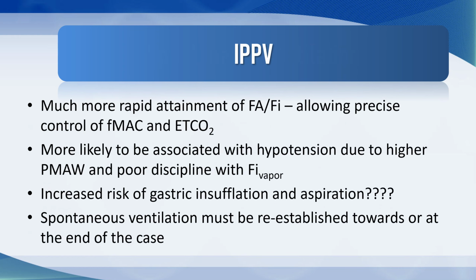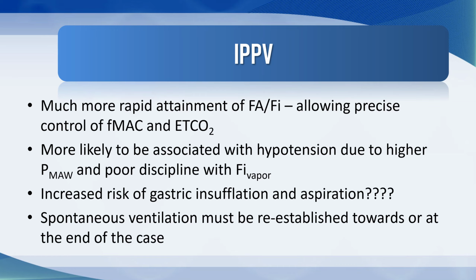With intermittent positive pressure ventilation, volume control, volume guaranteed, or pressure control, there is much more rapid attainment of the FA/FI, allowing precise control of the fractional MAC and the end tidal CO2. But this is more likely to be associated with hypotension due to the higher mean airway pressures. And poor discipline frequently happens with the FI vapor. The anesthesiologists, particularly the very junior ones, tend to be very slow to turn down the vaporizer. They tend to go on autopilot.